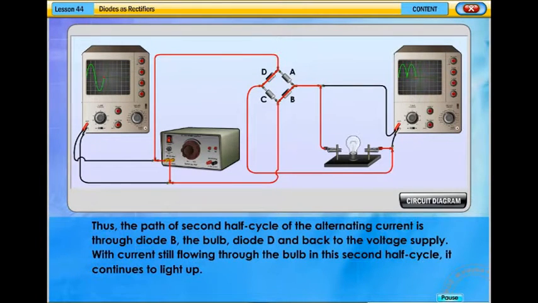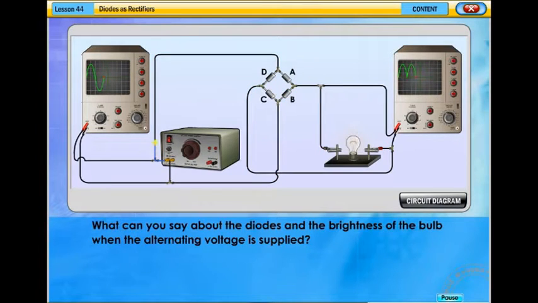Thus, the path of the second half cycle of the alternating current is through diode B, the bulb, diode D, and back to the voltage supply. With current still flowing through the bulb in this second half cycle, it continues to light up. What can you say about the diodes and the brightness of the bulb when the alternating voltage is supplied?